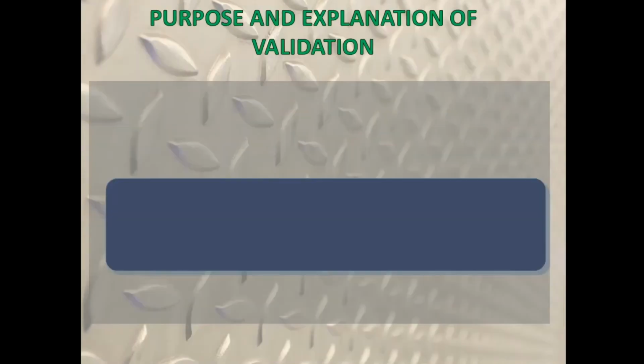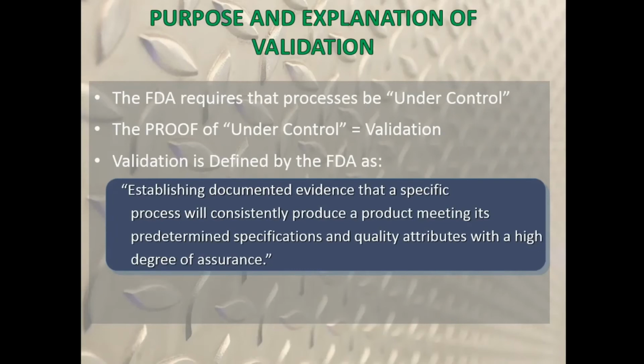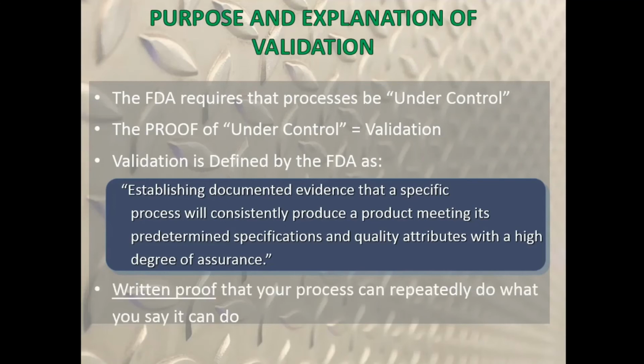The FDA or other regulatory agencies require that the process must be under control. The written evidence that a process is under control is the validation. The FDA defines validation as establishing documented evidence that a specific process will consistently produce a product meeting its predetermined specifications and quality attributes with a high degree of assurance.